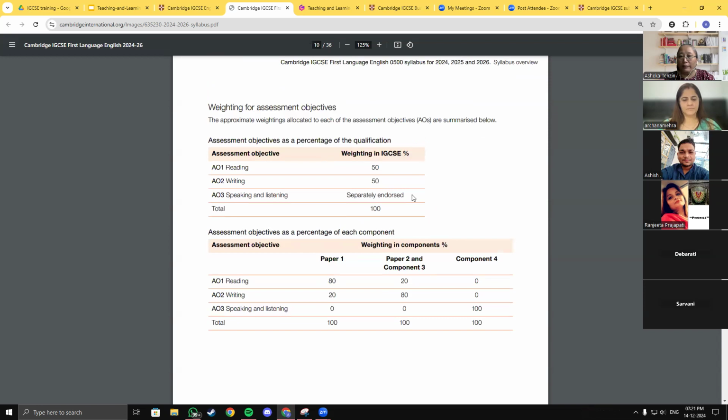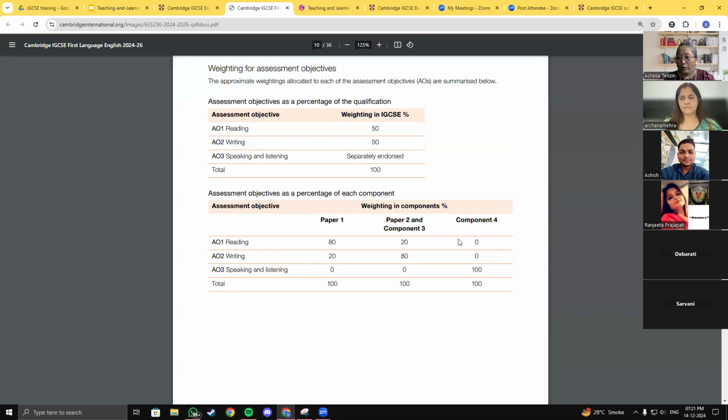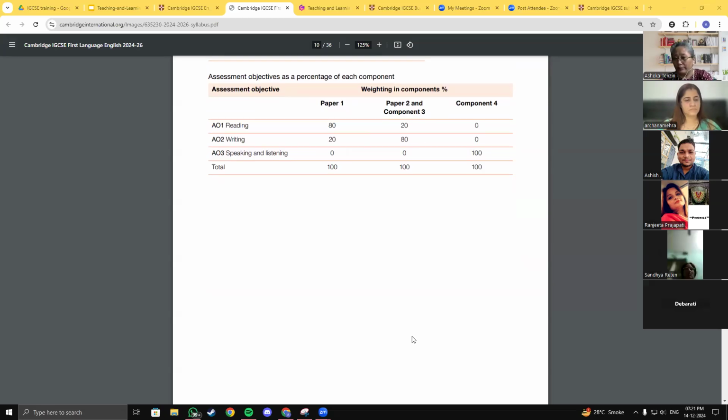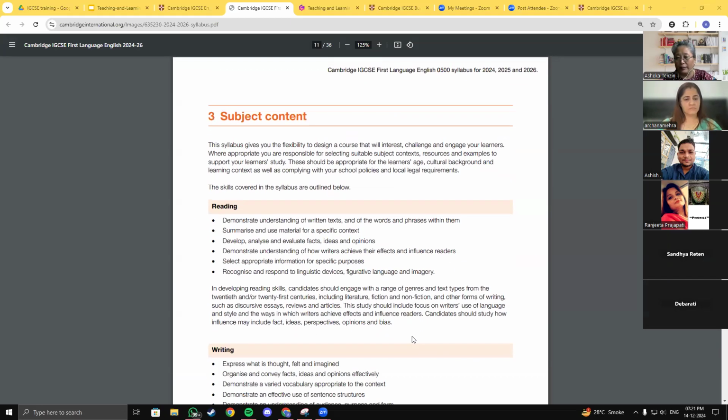So this is how the weightage takes place. AO1 reading is 50%, AO2 writing is 50%. This is separately endorsed, total is 100%. So now the weightage of the components of the paper is also given over here. Paper 1 is an 80 marks paper, Paper 2 is a 20 marks paper, okay, 100, 100, 100. So this grading and everything is done by Cambridge.